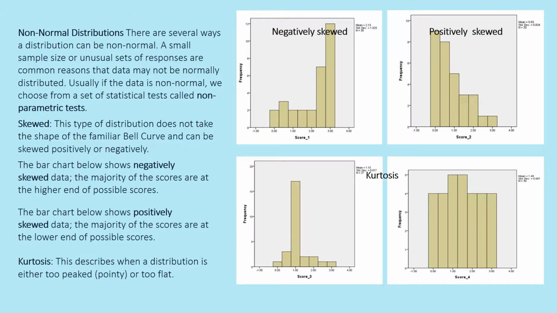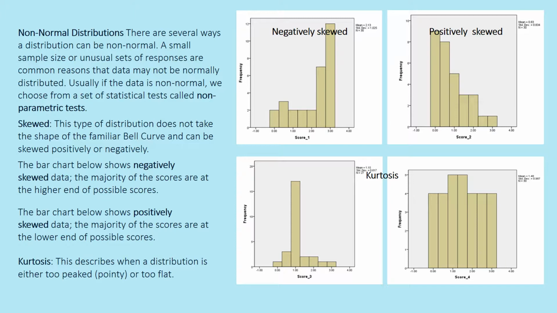It can either be positive or negative. If the bar chart shows that the data is negatively skewed, the majority of the scores are going to be on the higher end. If the data shows that the scores are positively skewed, the data set or the bell curve will be more to the lower end.